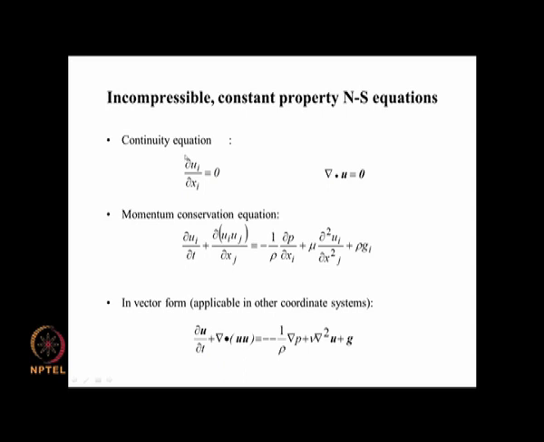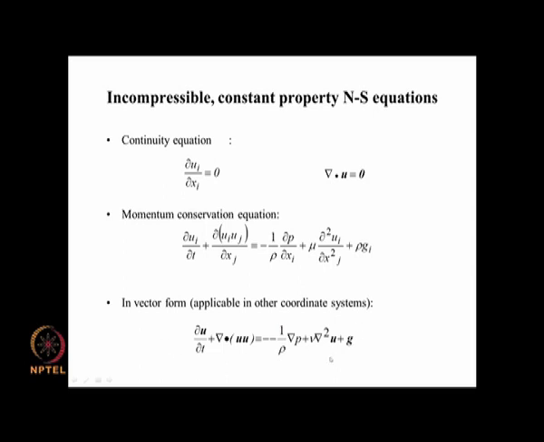So you have a simplified continuity equation and momentum conservation equation here for the case of incompressible constant property Navier-Stokes equations. This can be written in a vector form as del dot u equal to 0, and the momentum conservation equation can be written as del dot uu, which is a dyadic tensor, minus, there is an extra minus here, 1 by rho gradient of pressure plus Laplacian of the velocity vector plus the gravitational vector here.